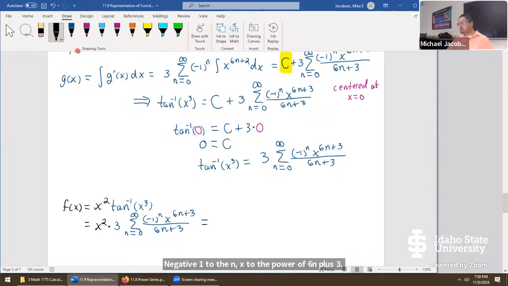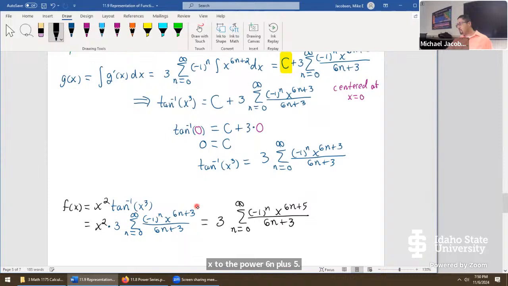And here's our final step. All of this is now equal to 3 times the summation from 0 to infinity, -1 to the nth power. And the last step I'm doing is we're multiplying this by x squared, so that becomes a 6n plus 5. X to the power 6n plus 5, divide by 6n plus 3.